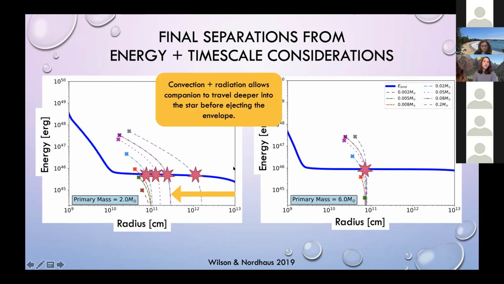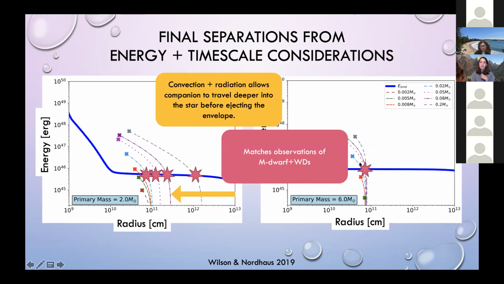So the interesting thing that we see here is that because convection is radiating away a bunch of this energy, convection and radiation together allow the companion to travel deeper into the envelope of the star before the envelope is ejected. And what we see here with these final separations is that they match a lot of the observations of M-dwarf, white dwarf systems, where you have things that are sub-day periods or things that are a few solar radii wide.